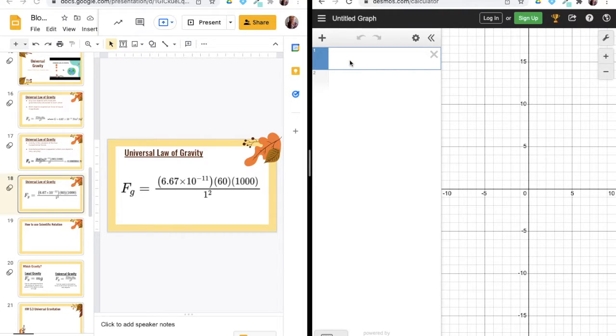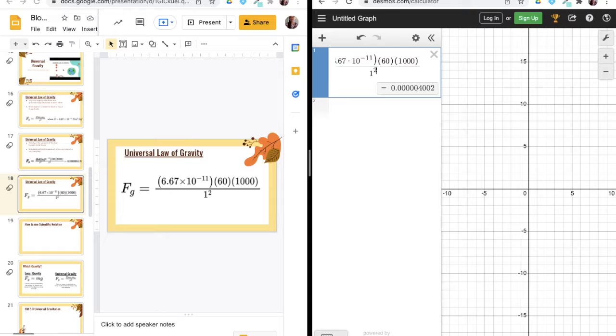On the right-hand side in Desmos, I've gone to desmos.com/calculator, and I'm going to enter 6.67 times, and for times I did the star button, times 10 caret will bring us up to this negative 11th power. Outside of the parentheses, I'm going to do my 60,1,000, and notice when I do divide in this, it brings me down to the denominator. Now I'm going 1 squared.